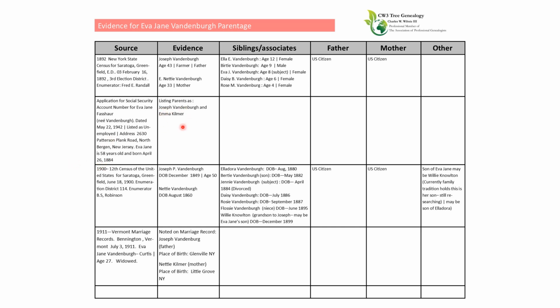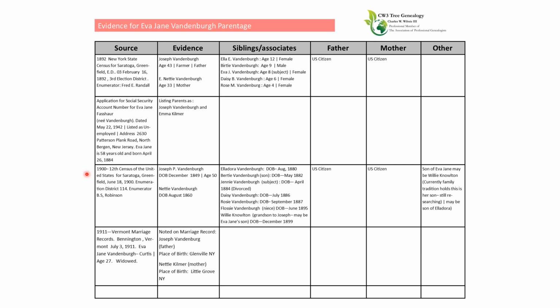She lists her parents as Joseph Vandenberg and Emma Kilmer. Notice that there's a nickname for her mother up here, Nettie, but her first initial is E. So we know Emma Kilmer is probably her mother because Eva Jane wrote all this down on her Social Security form. So that's a second thing that backs up who this person is.